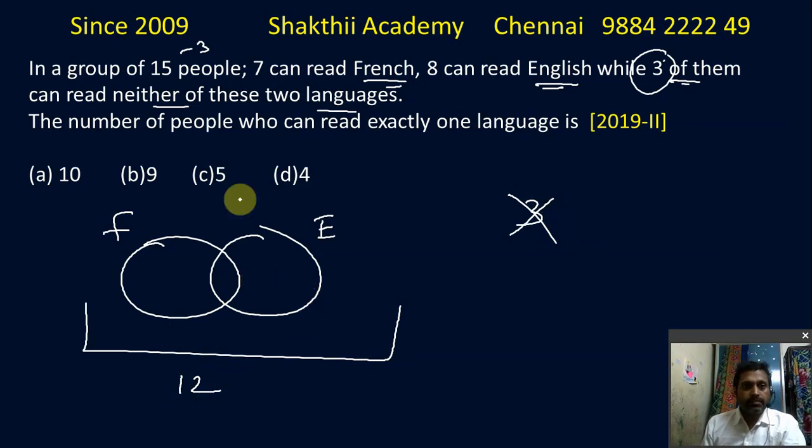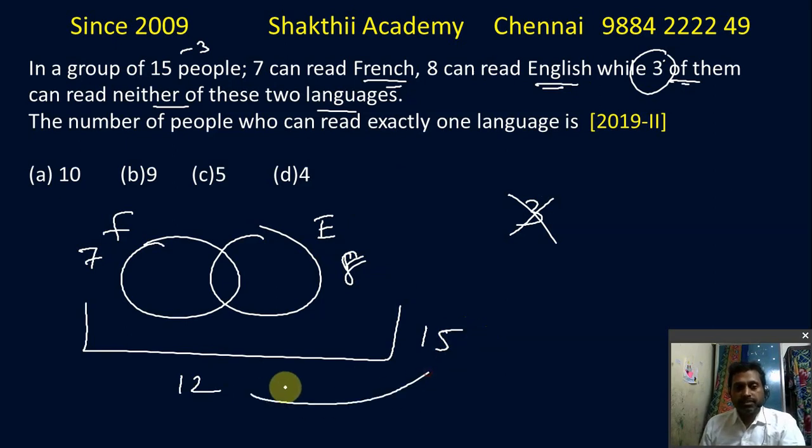Now it is given very clearly. In a group 7 can read French. So here 7 can read French and 8 can read English. You know very well, when I add French plus English totally, it becomes 15. What is this difference? This difference is 3. This difference 3 is nothing but commonly people who speak both French and English. That means this 3 will come here. Commonly 3 people will speak both French as well as English.